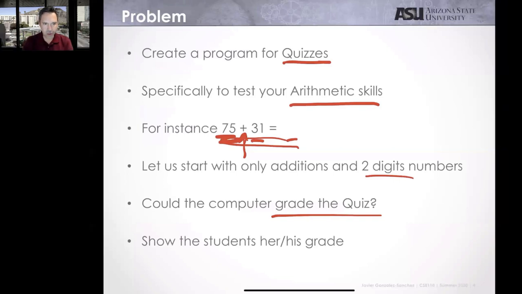Before I mentioned loops and variables, now that I am thinking about the grading and I am thinking about this, comparing the correct result with the one that the user provides, basically I am introducing a condition, an if else probably. So showing the grade to the student, kind of how many questions you answered correctly and how many questions you did not answer correctly.